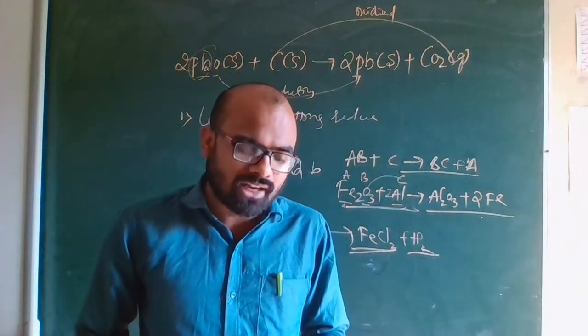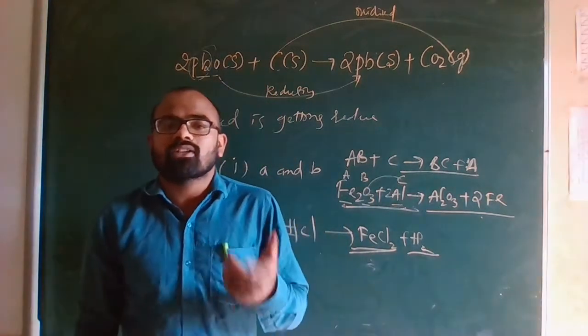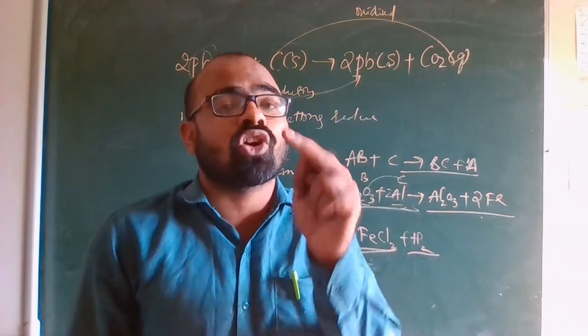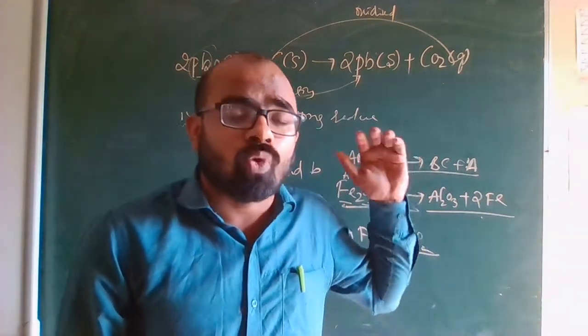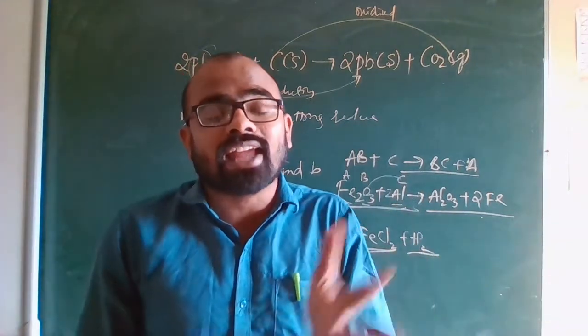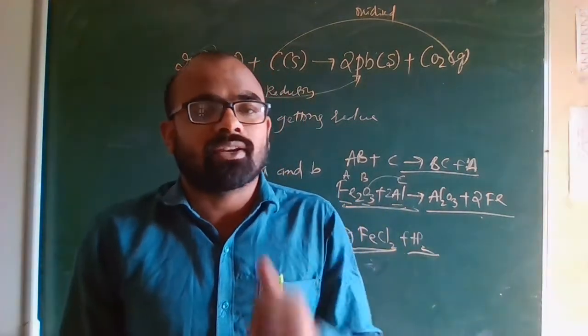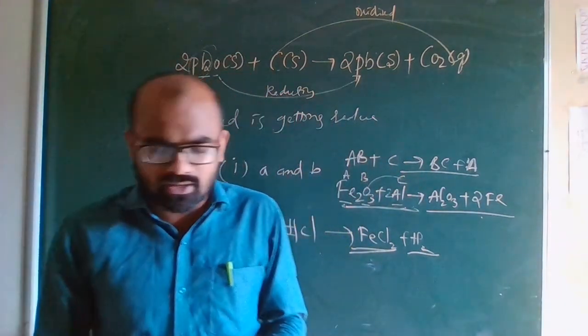Why should it be balanced? Because, as the law says, energy can neither be created nor destroyed. In a similar way, mass of an atom can neither be created nor be destroyed. For that reason, it should be balanced, because whatever mass is present at the reactant side should be present in the product side. That is why we balance it.